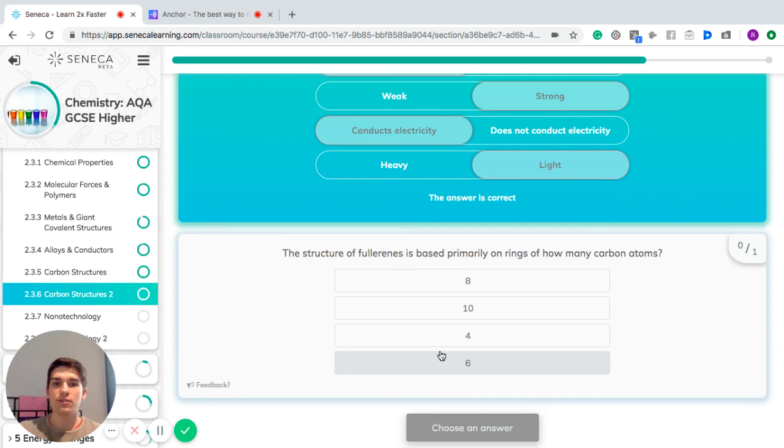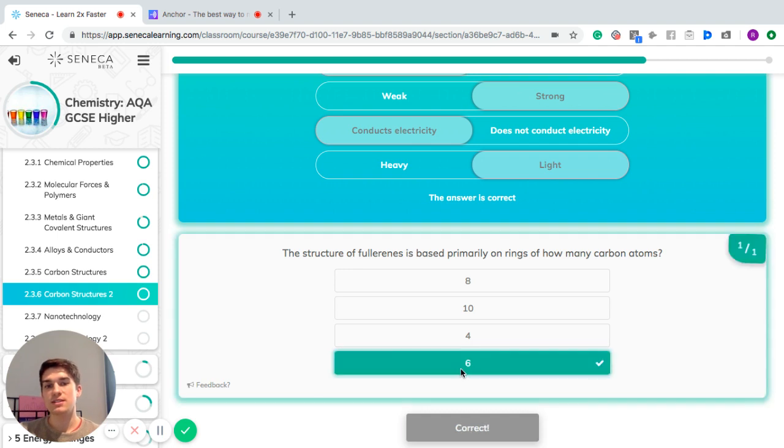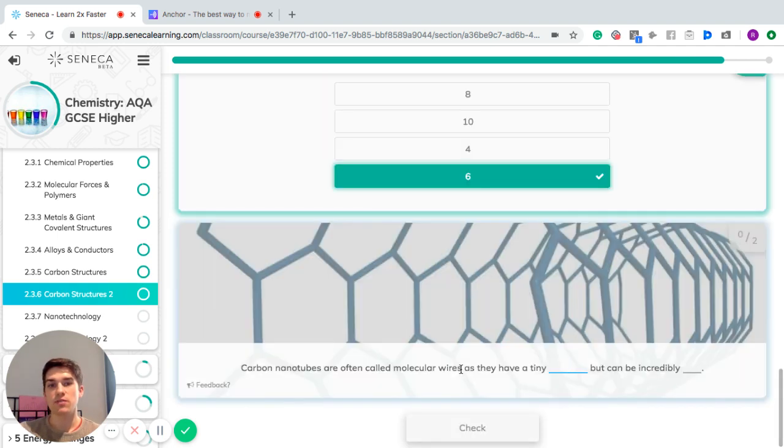So the structure of fullerenes is based primarily on rings of 6 carbon atoms. But don't forget, you can also have 5 carbon atom rings and 7 carbon atom rings. Carbon nanotubes are often called molecular wires as they have a tiny diameter and can be incredibly strong. And they can also be very long.